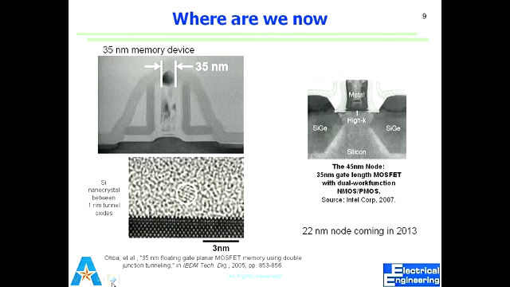This shows how small we can make the oxide. We can go down to a few nanometers, which is 2 to 3 atom thick layers of oxide as well.